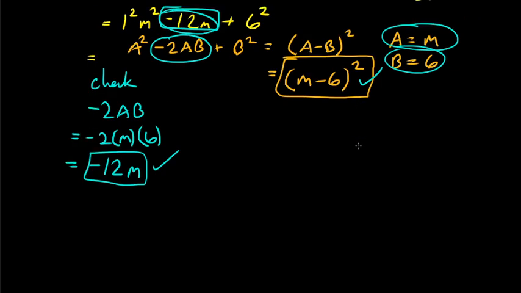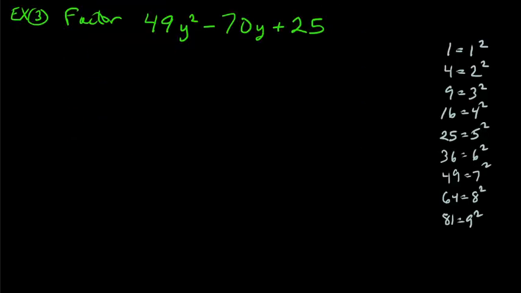So let's try one more. Okay, third example, we want to factor 49y squared minus 70y plus 25. Okay, so here a is not 1. Little a, I should say, is 49. Little b is negative 70, and little c is 25. So we can't use the a equals 1 shortcut. We could use the AC method again, but that would require multiplying 49 times 25, and you get a pretty big number. You get 1,225.